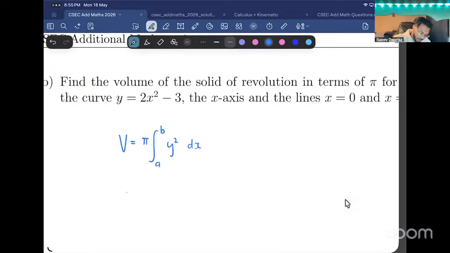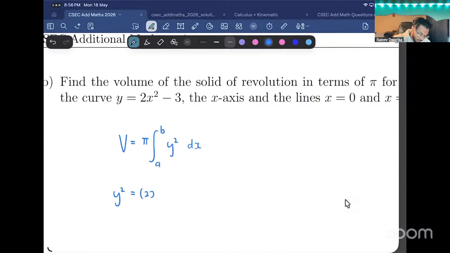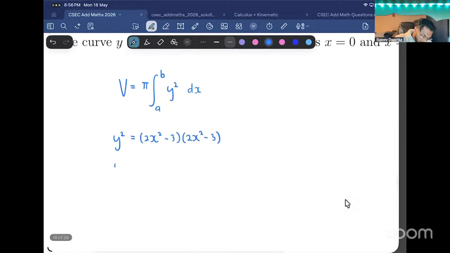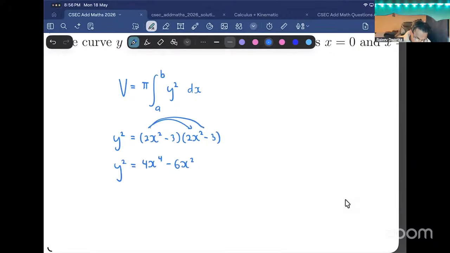So for me to answer this question, I need to find y squared to begin with. If y is 2x squared minus 3, then y squared is just going to be that by itself. So if we expand that, what's that going to be? Okay, so 4x to the power 4, minus, we could put minus 12x squared, right? Yeah, I just do the full thing.